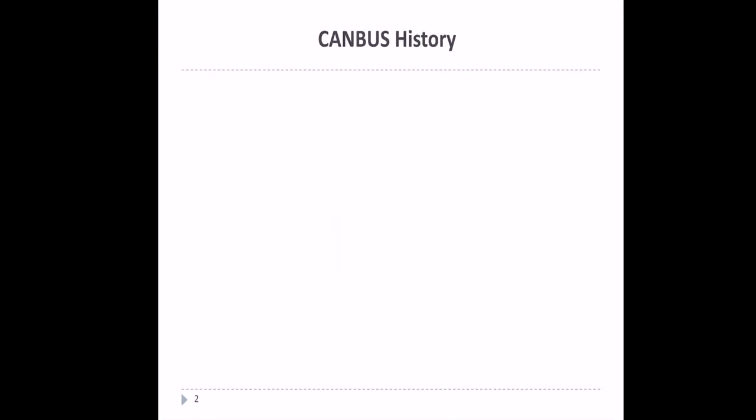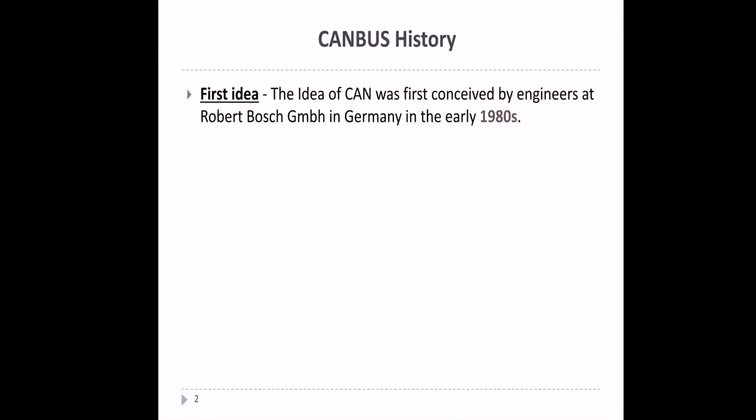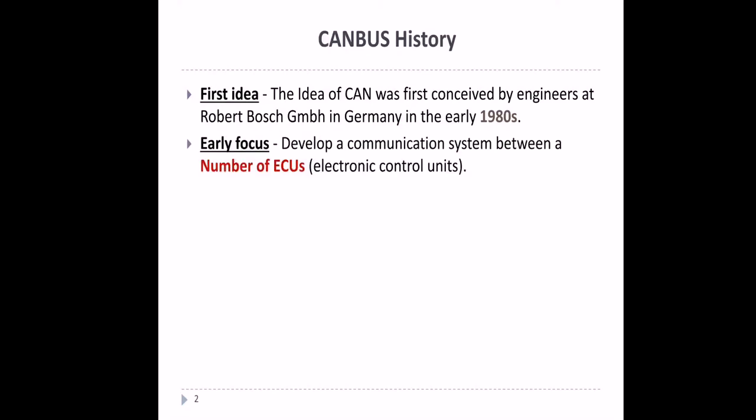Here we start with the CAN bus history. The first idea behind the CAN protocol was conceived by the engineers at Robert Bosch, Germany in the early 1980s. The early focus was to develop a communication system between a number of ECUs, because after the 1980s most cars came with ECUs. The protocols that had been used in the conventional method were not so efficient. Hence the Robert Bosch engineers brought this concept called CAN protocol.